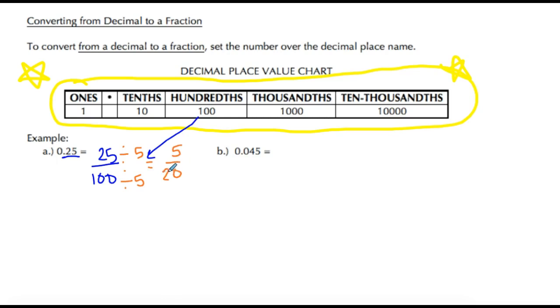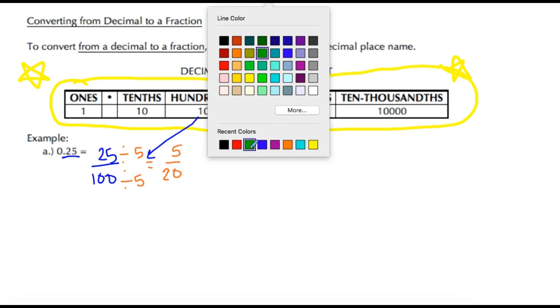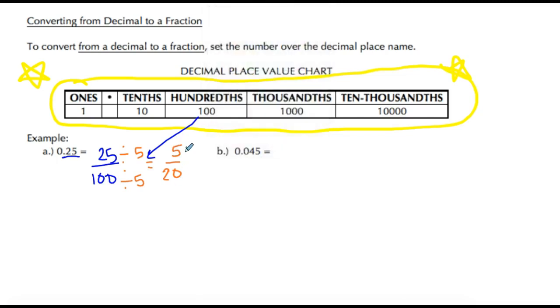And now I need to ask myself, well, could I do that again? So 5 and 20 I can divide by 5 again. 5 divided by 5 is 1. 20 divided by 5 is 4. This is the fraction for 25 hundredths, or 0.25.